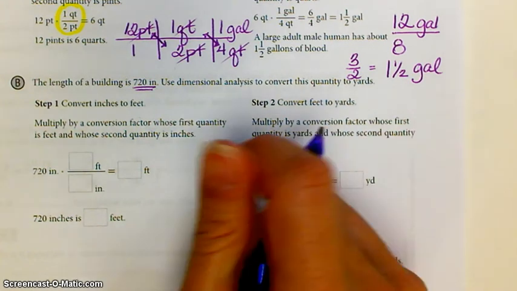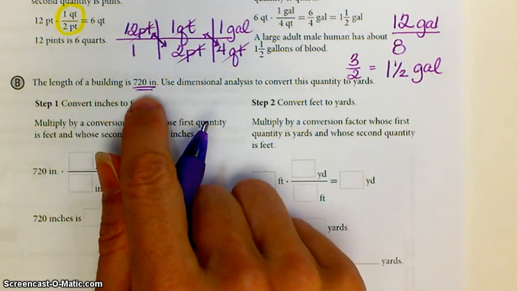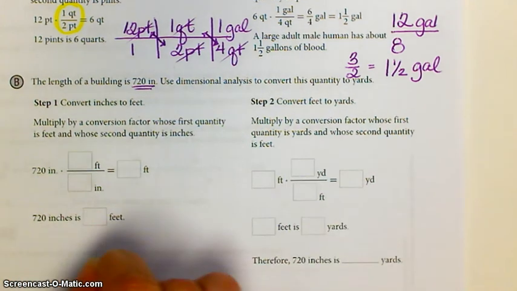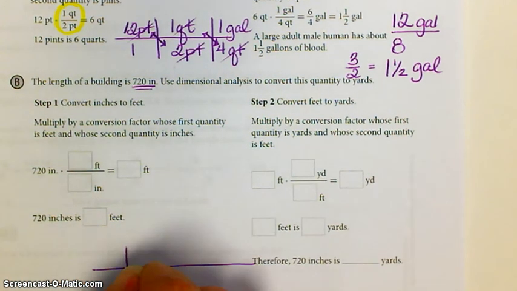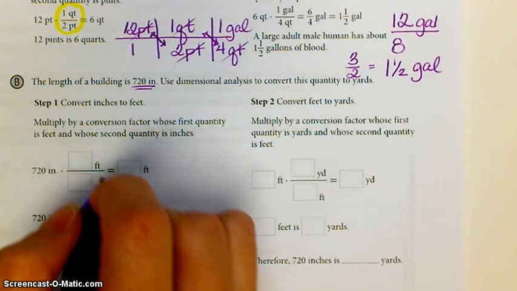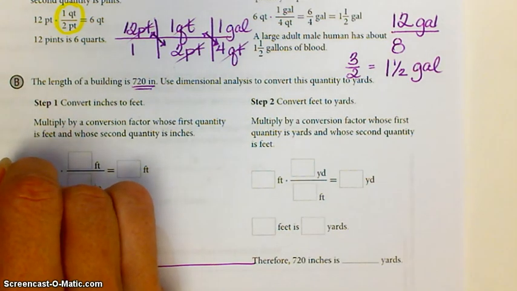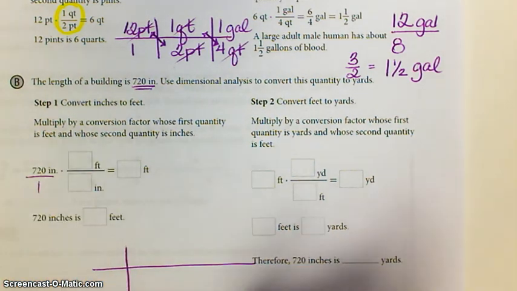Okay, so I have to go from inches all the way to yards. Again, I like to do mine all in one, but we can kind of work with it, and then I'll do the same thing down here. 720 inches. I'm just going to put it over a fraction to make it look like one.